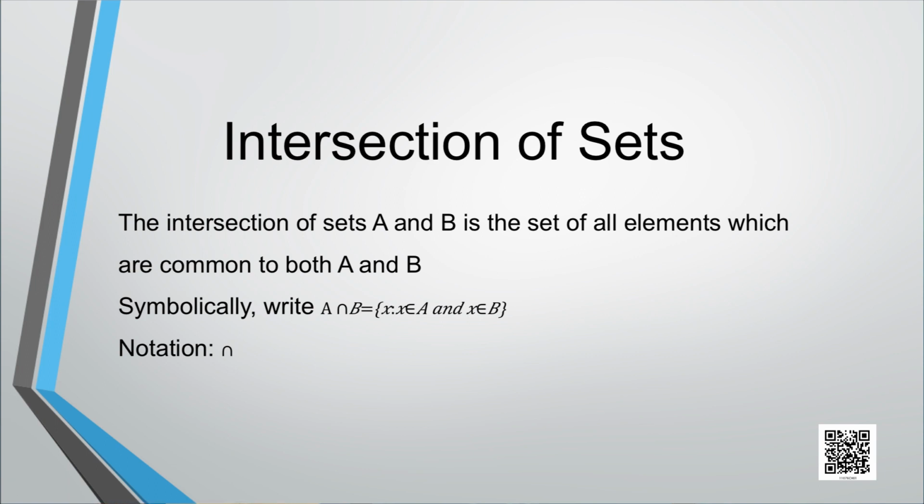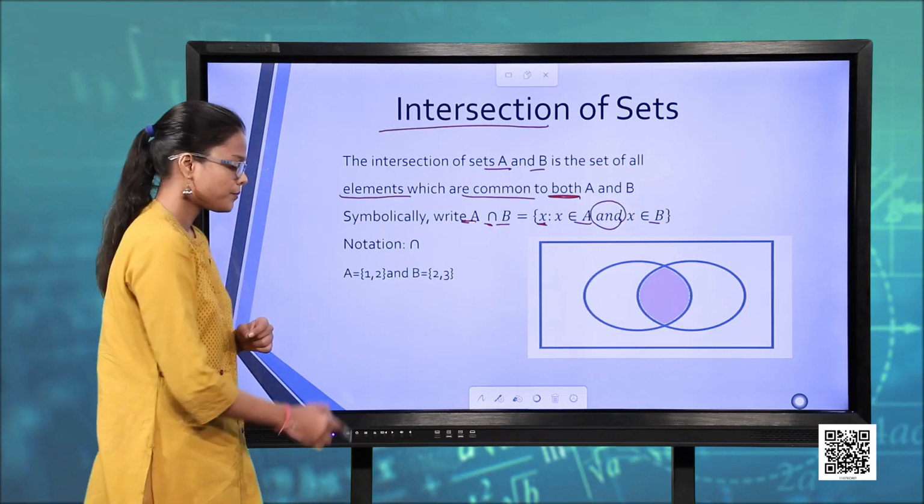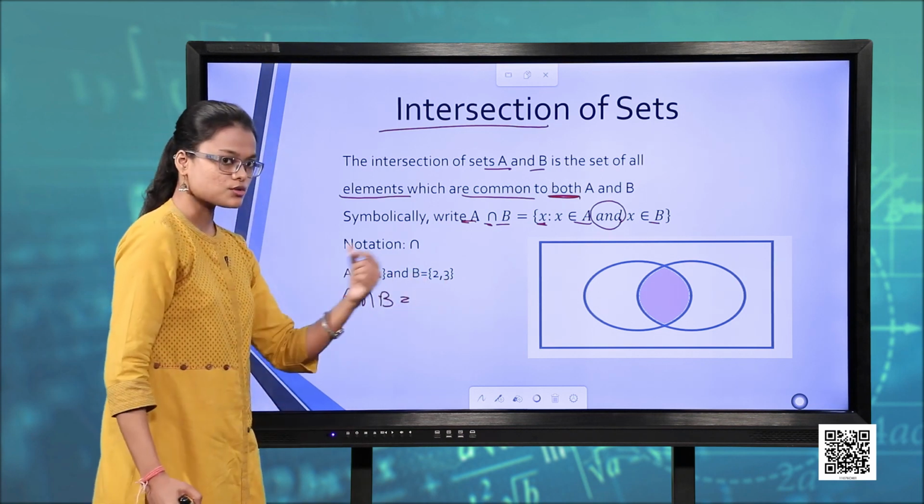Now, let us see another operation. What is it? Intersection of sets. And what does it define? The intersection of sets A and B is the set of all those elements which are common to both A and B. Symbolically, A intersection B is equal to all those elements x where x belongs to set A and set B. Understood?